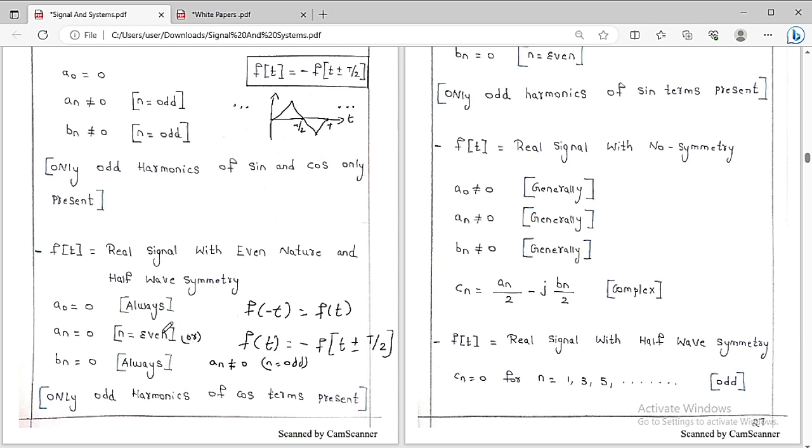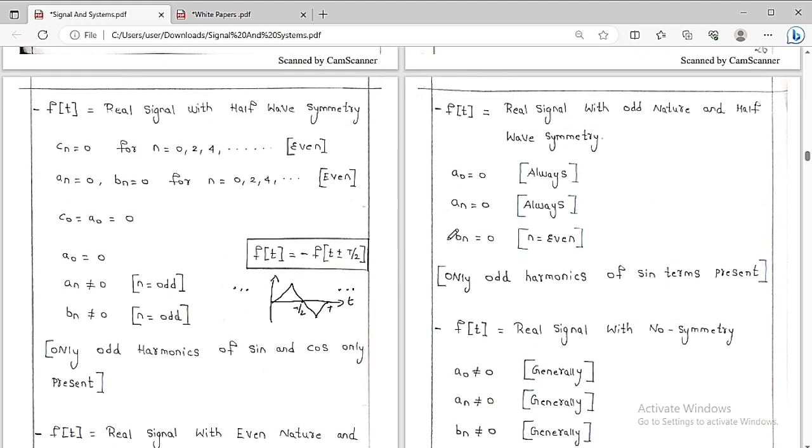So an is not equal to 0 for n is equal to odd means an is equal to 0 for n is equal to even. So therefore bn is equal to 0 always. I've already told you, therefore the basic term is absent and all the sine terms are absent. Only the odd harmonics of the cos terms are going to be present for this signal.